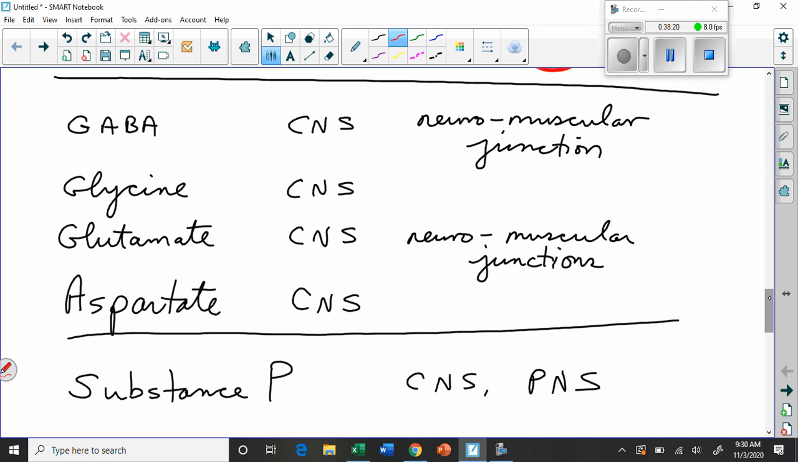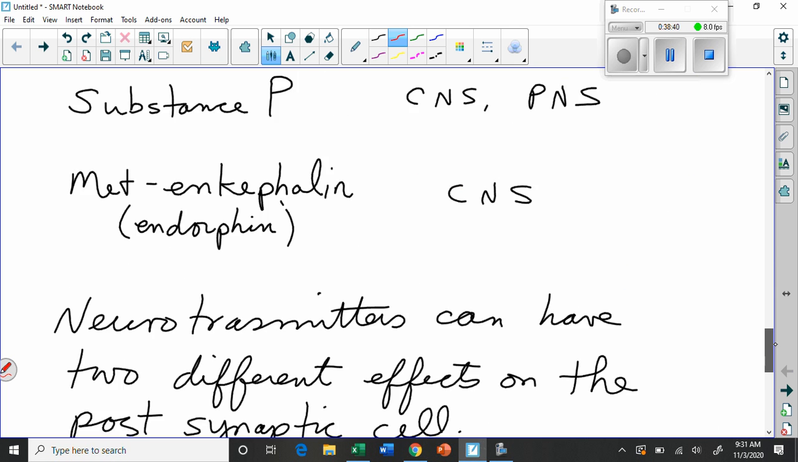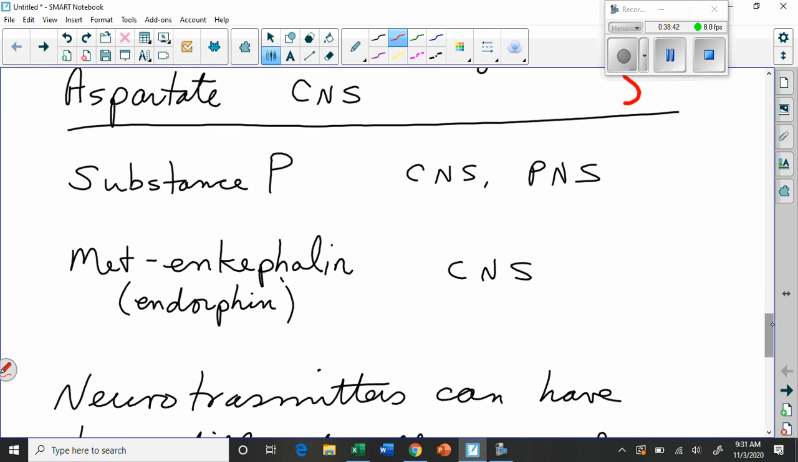Okay? GABA itself is an inhibitory one. Glycine is also typically inhibitory. Glutamate, though, and aspartate are both excitatory. Substance P is generally excitatory. And this met-enkephalin is generally inhibitory.